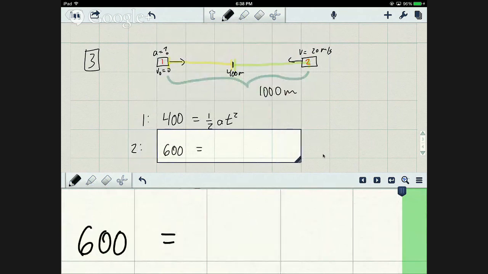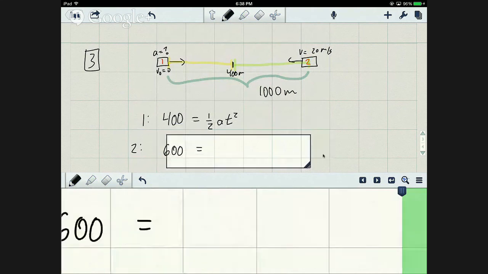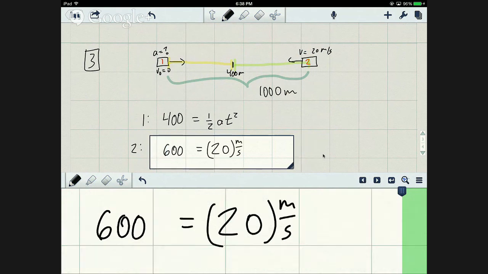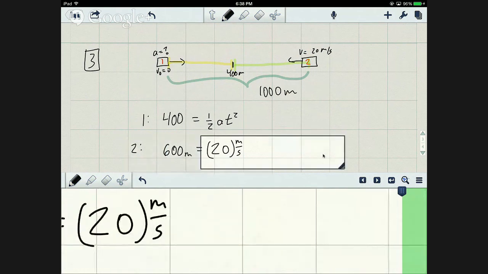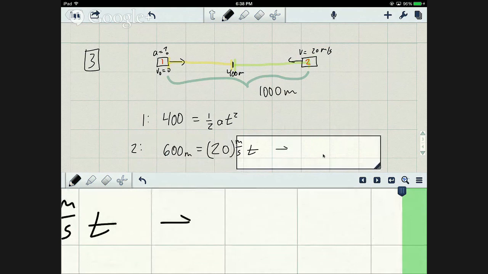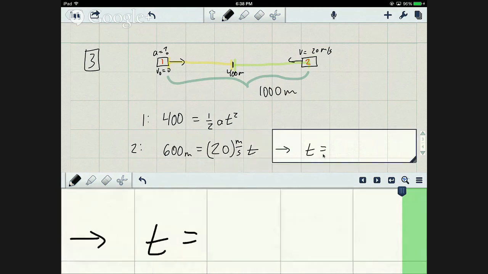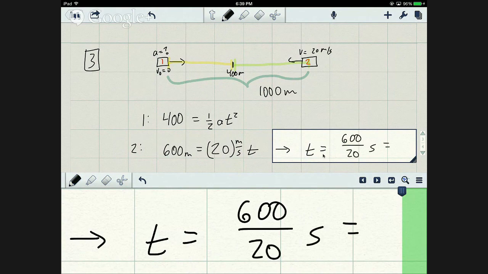That's going to be equal to, we're moving at a constant velocity, so the formula for that is just the constant velocity v, so 20 meters per second times unknown t. Okay, so this will give me t, the amount of time it takes for them to meet where I want them to meet, at 400 meters. It's going to take this much time for one car to get there: 600 over 20 seconds, which is going to be 60 over 2, so 30 seconds.